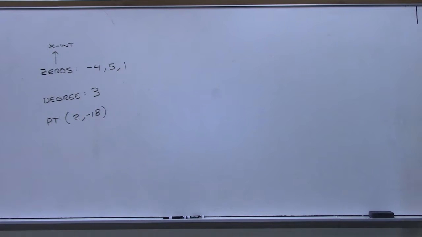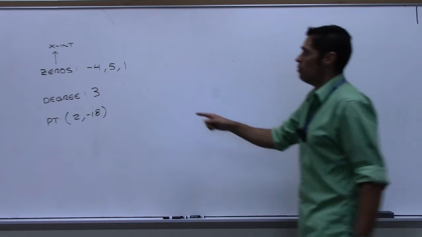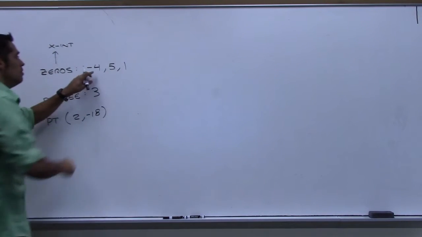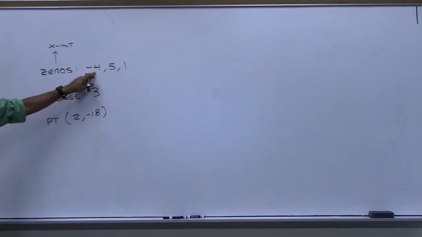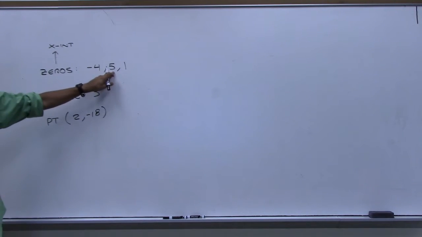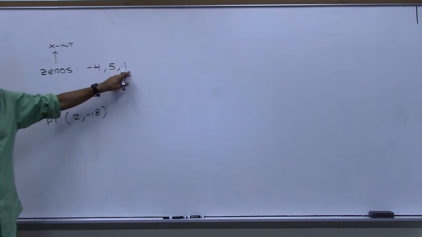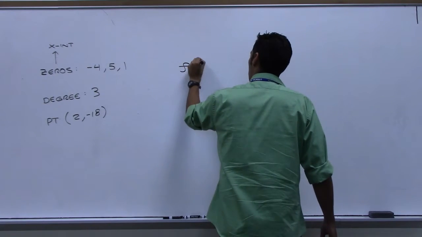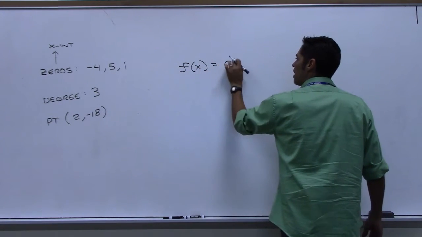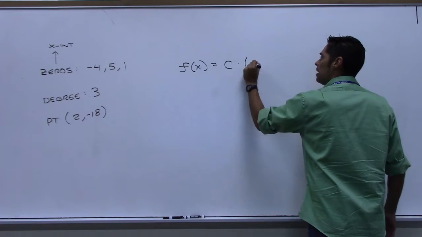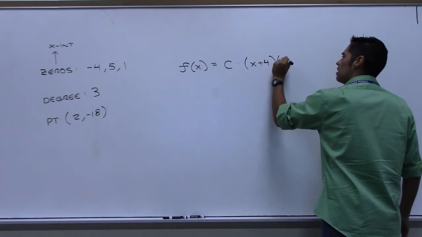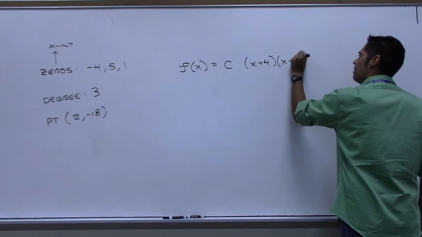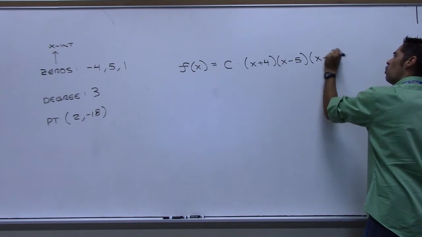So let's start again with the zeros. What does -4 being a 0 mean that I have? x plus 4 is a factor. 5 being a 0 means x minus 5 is a factor. And then 1 being a 0 means x minus 1 is a factor. So I know I have those 3 factors. So the function that I have so far, I'm going to put a c here because I don't know what c is going to be: c times x plus 4 times x minus 5 times x minus 1.